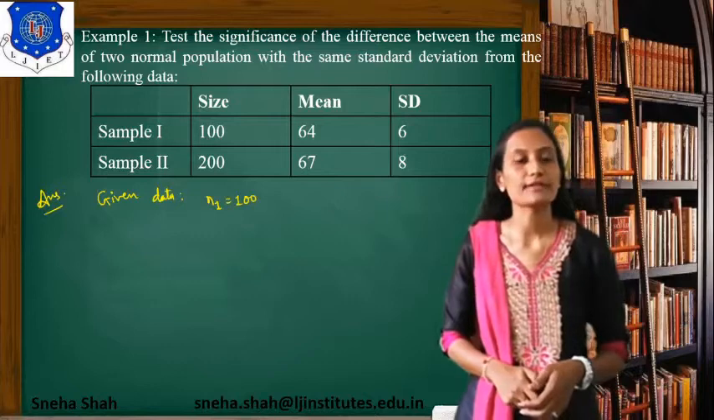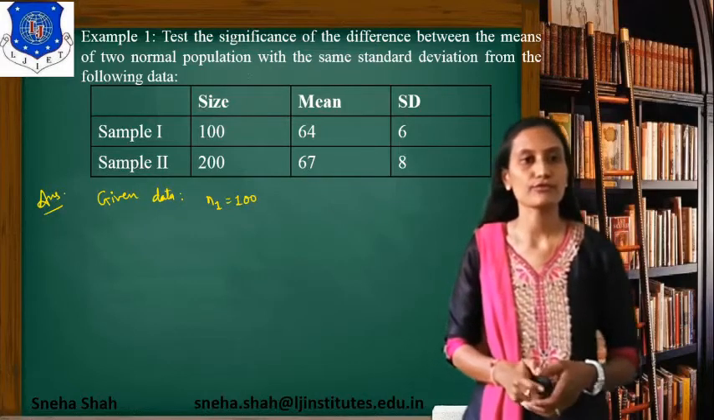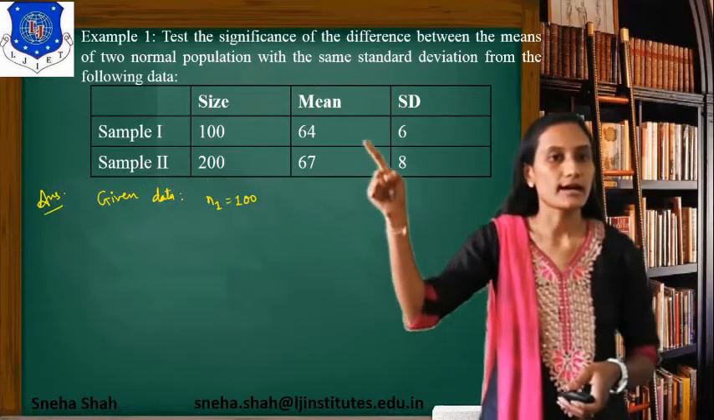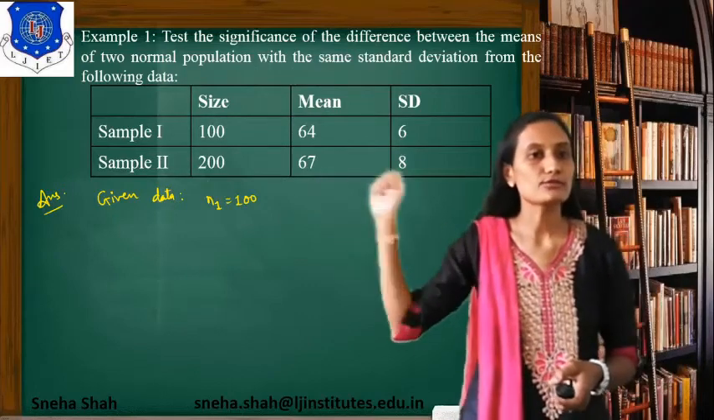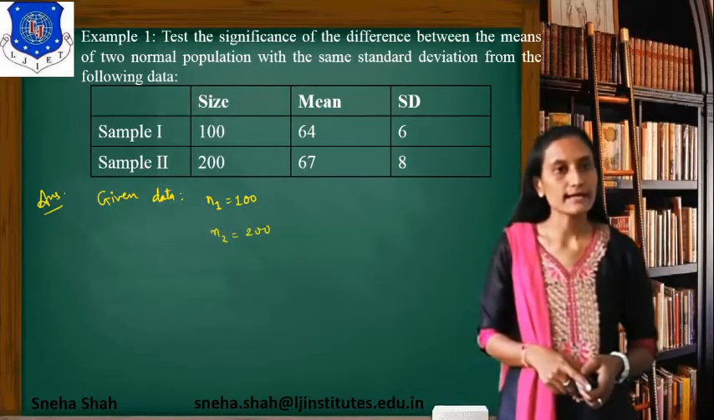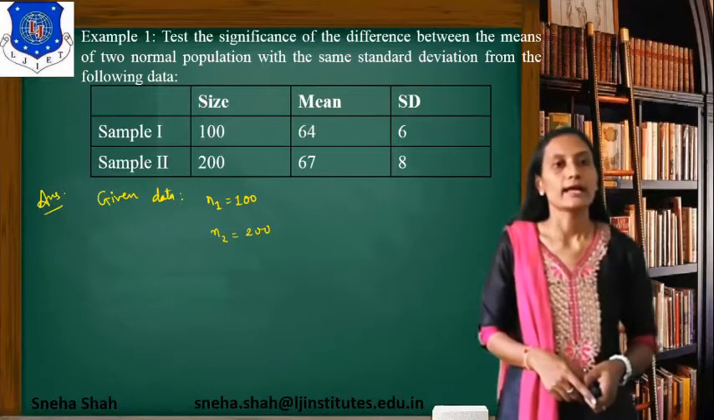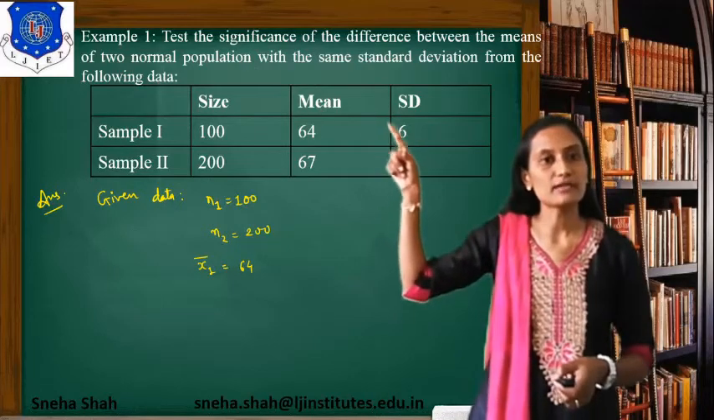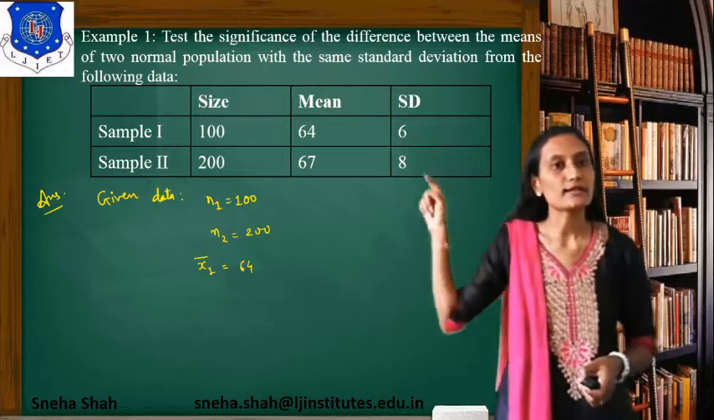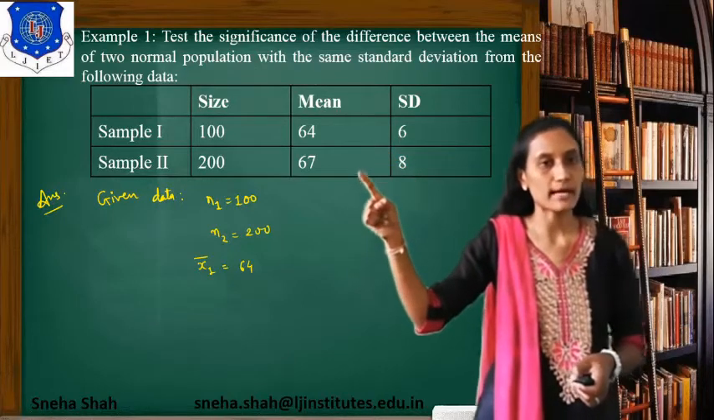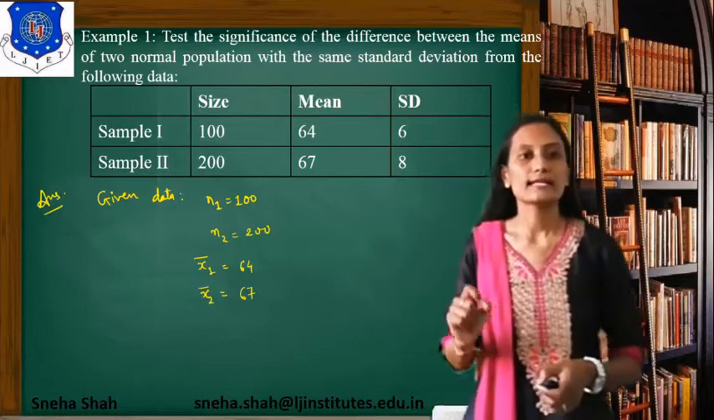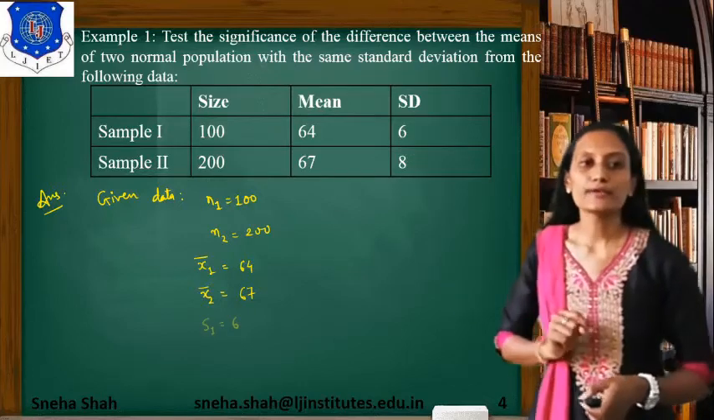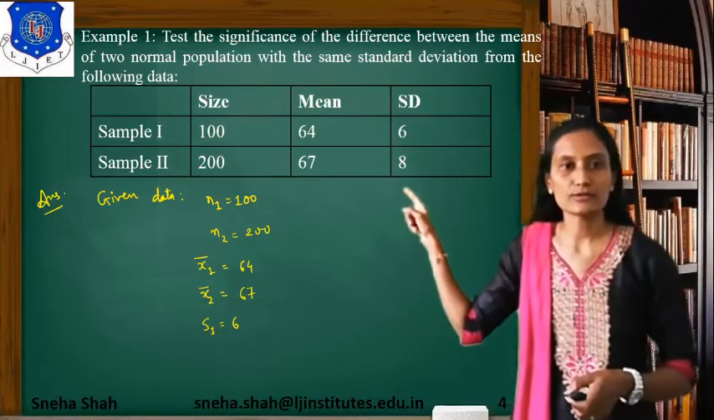So first of all, we will define which data is given to you. The total number of samples for the first system equals 100, and for the second system it equals 200. So n1 equals 100 and n2 equals 200. Next, the value of the mean is given. Mean is represented by x1 bar, so x1 bar equals 64 and x2 bar equals 67. The next value given is the standard deviation, 6 and 8, so s1 equals 6 and s2 equals 8.